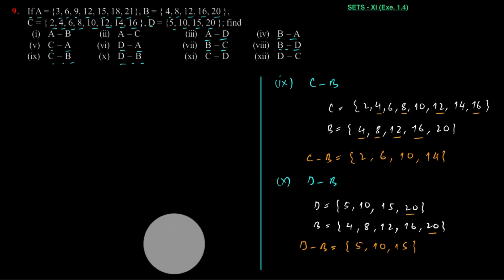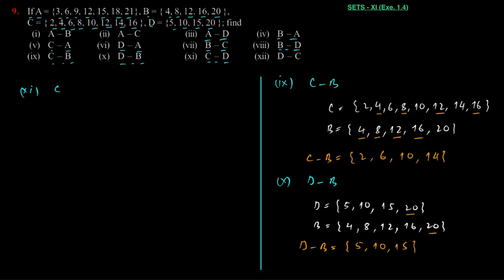Part number next. What is C minus D? So it's 11th part. C minus D. What is set C? We know it has elements as 2, 4, 6, 8, 10, 12, 14, and 16. And we have set D with elements 5, 10, 15, and 20.